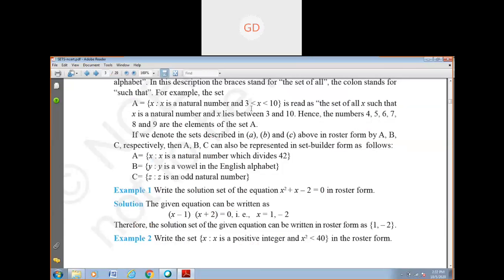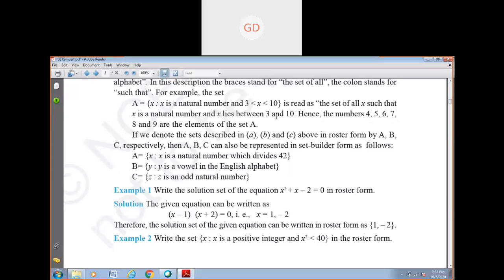Sir, not visible. Screen is not visible. Is it visible for the other students? Yes, sir. Yeah, it's visible.